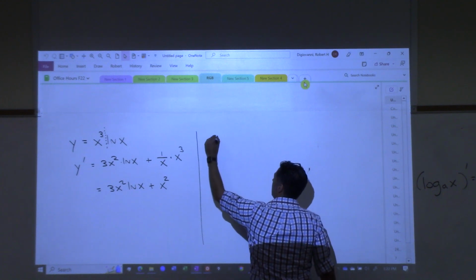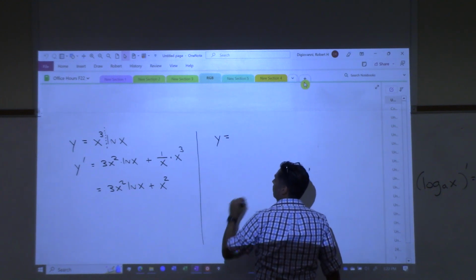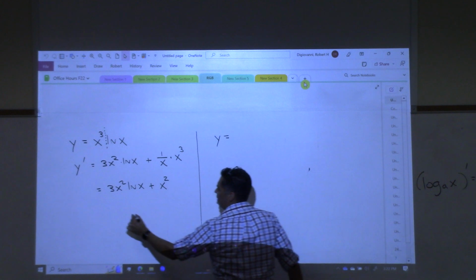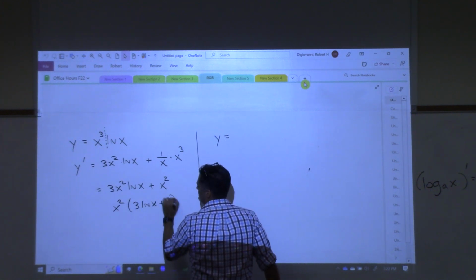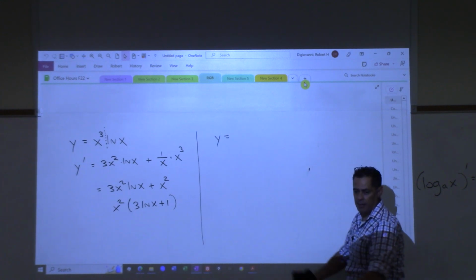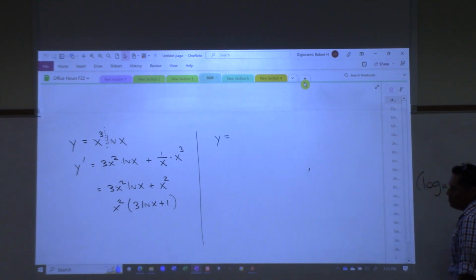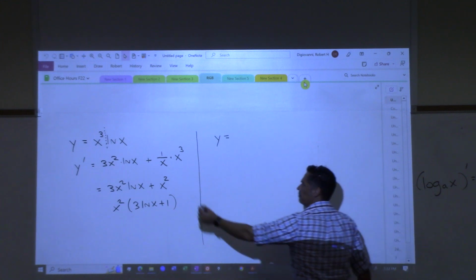All right, how about this one? Oh, that's the answer? Yeah, I mean, you could factor out an x squared if you want. You don't need to, but you could pull an x squared out, but that doesn't make it any more right. It was right as soon as we cleaned it up right here.